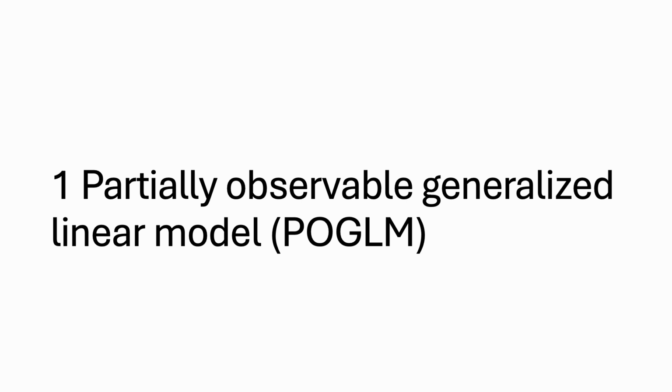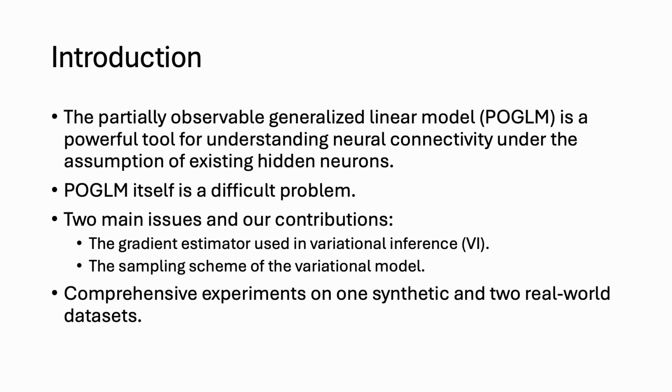POGLM is the abbreviation of the partially observable generalized linear model. It is a powerful tool for understanding neural connectivity, especially under the assumption of existing hidden neurons. However, POGLM itself is a difficult problem. There are two issues when using the commonly used variational inference to solve the problem. One is the gradient estimator, and the other is the sampling scheme.